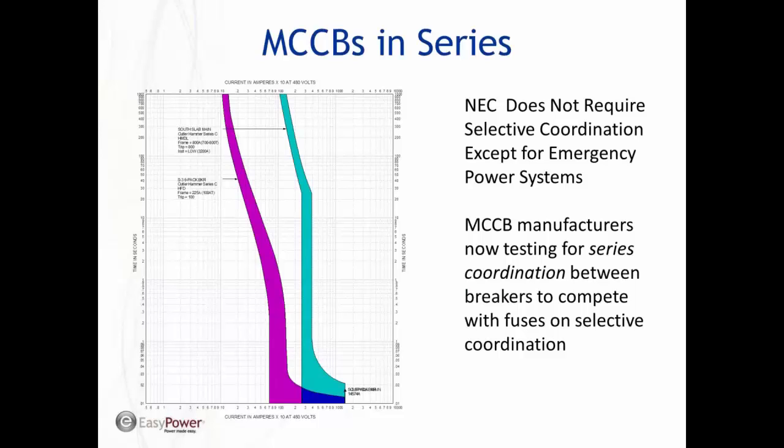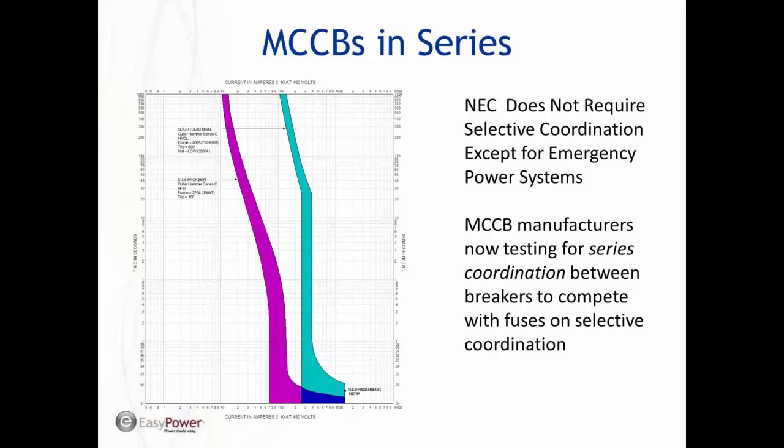And remember too, once the breaker starts to trip, it's going to go ahead and trip, right? There's no going back. Once you pull the pin, it's going to go ahead and trip, even if it takes longer than if something else has already tripped. So this is the fundamental problem for molded case circuit breaker coordination. But keep in mind that the National Electrical Code does not require devices to be coordinated except for emergency power systems. So if you deal with hospitals, things like that, you're probably very familiar with the new regulations on selective coordination.